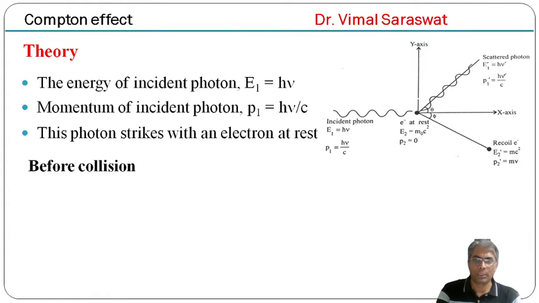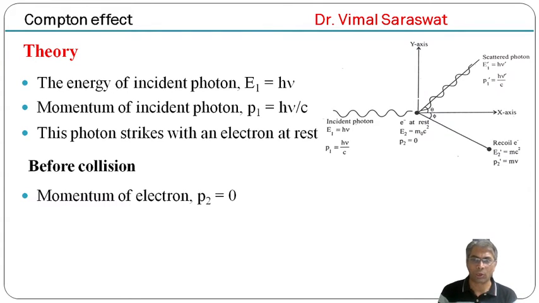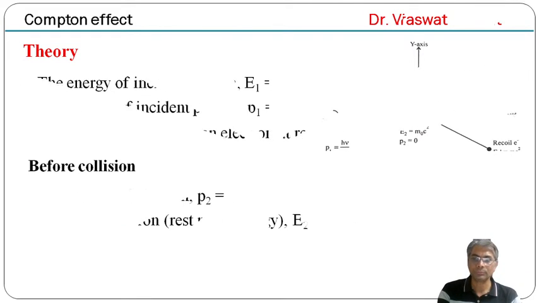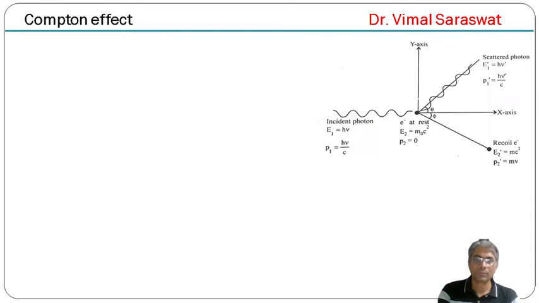Now, before collision, momentum of electron before collision P2 equal to 0, and energy of electron, that is rest mass energy, E2 equal to m naught c square. Now, this was our diagram.